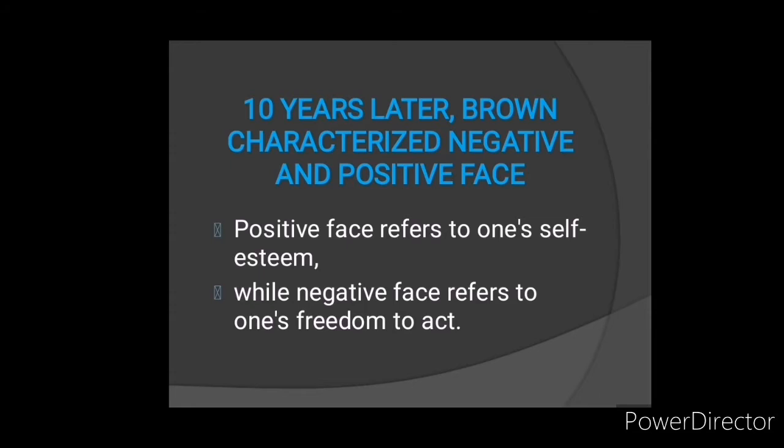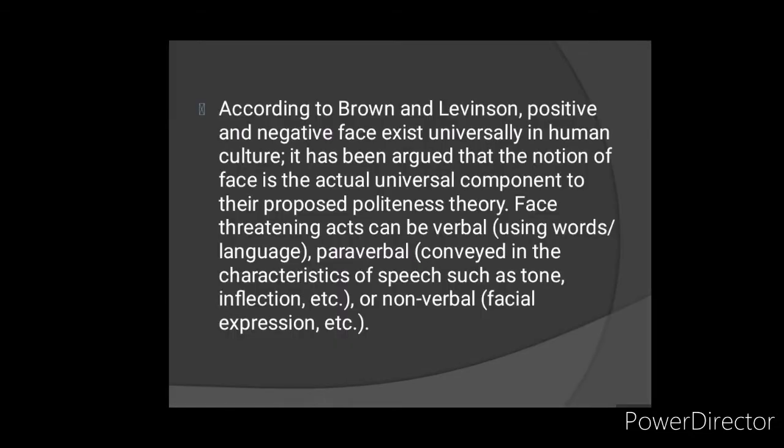Ten years later, Brown characterized negative and positive face. According to Brown, positive face refers to one's self-esteem, while negative face refers to one's freedom to act. We have also face-threatening acts. According to Brown and Levinson, positive and negative face exist universally in human culture. It has been argued that the notion of face is the actual universal component of their proposed politeness theory.